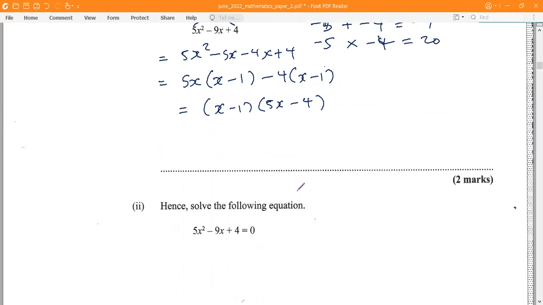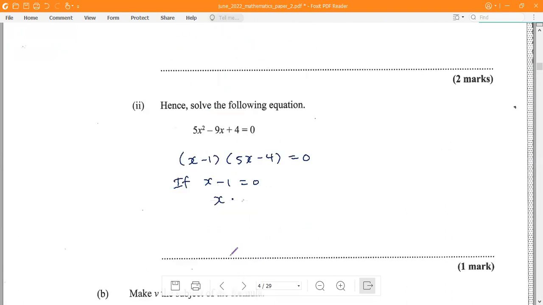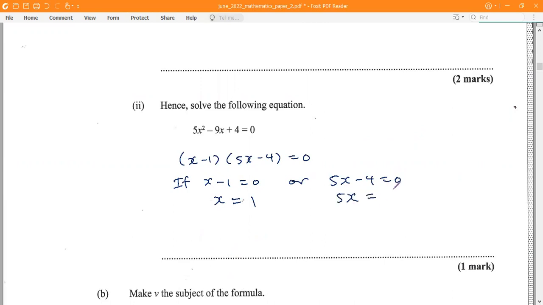And solve the following equation. So we use our answer from the first part to solve this equation. If the first bracket is equal to 0, then x will be equal to +1. We add 1 to both sides, right? Or if we have 5x minus 4 is equal to 0, then 5x is equal to, when we add 4 to both sides, we get 4. And then we divide both sides by 5. So these are our two answers, x equal 1 or 4/5.